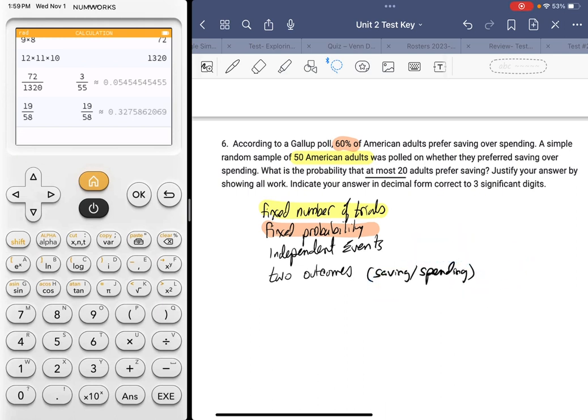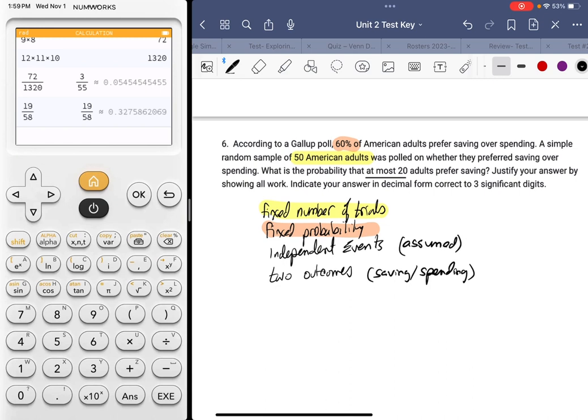Apologies, I meant that for the 2 outcomes. But also, we'd have to make the assumption, so I'll say assumed, that they're independent events. Right? And that's because we don't know what the interaction is between saving and spending. You know, if my friend is a saver, does that make me more likely or less likely to be a saver? I don't have the answer to that, so we just assume that they're independent.